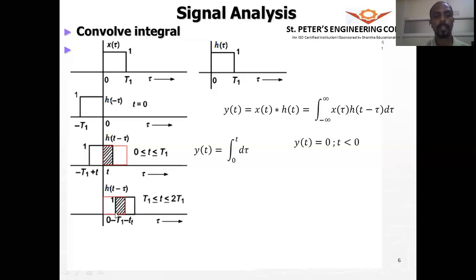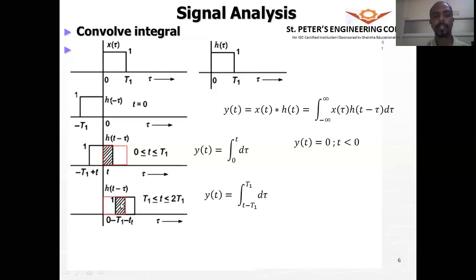Therefore this is the lower limit, and this is the upper limit. What is the upper limit? Upper limit is t1. What is the lower limit? That depends on where t is, so depending on t, that is t minus t1. So the lower limit will be t minus t1, and the upper limit will be t1. So in this region, y of t will be computed as the integral from t minus t1 to t1.